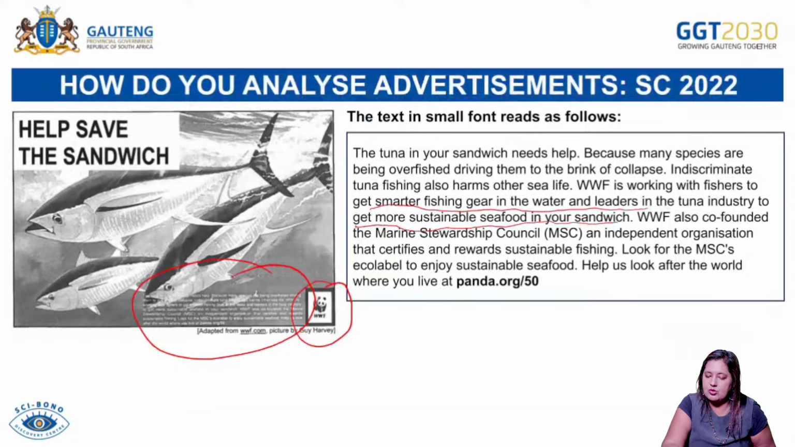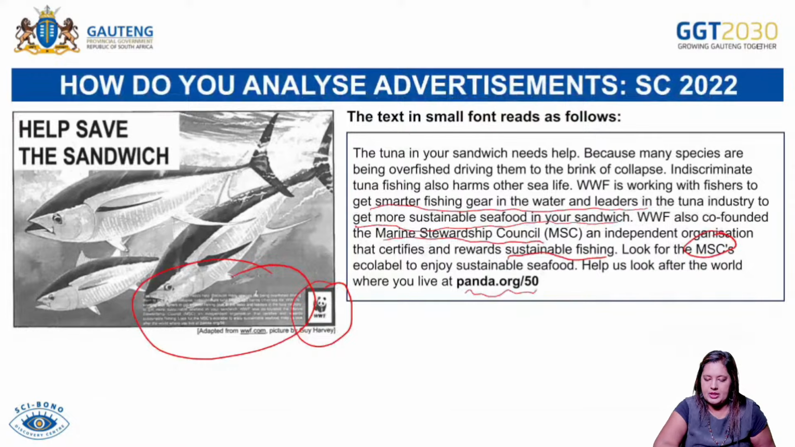"WWF also co-founded the Marine Stewardship Council, an independent organization that certifies and rewards sustainable fishing. Look for the MSC's eco label to enjoy sustainable food. Help us look after the world where you live at panda.org/50." All right. Now look at that.